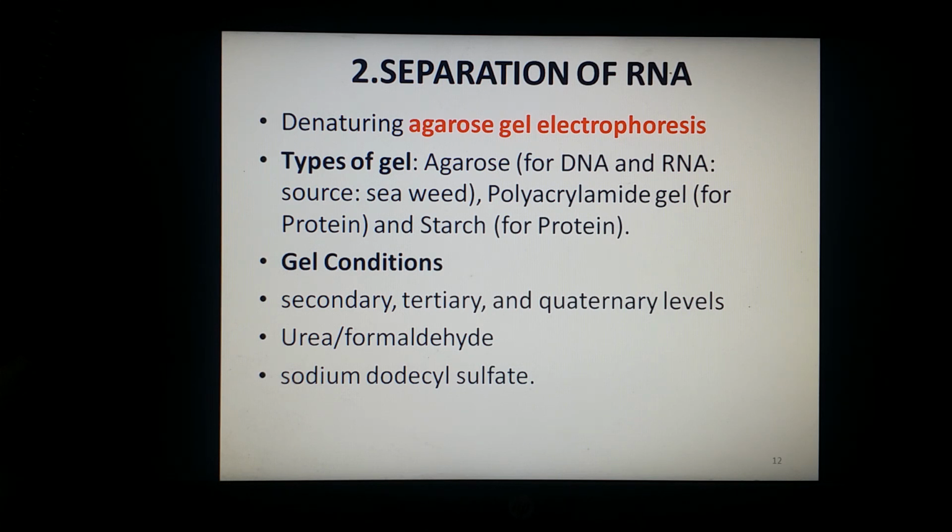Nucleic acids are denatured by urea or formaldehyde in the buffer, while proteins are denatured using sodium dodecyl sulfate. So this was the denaturing gel.